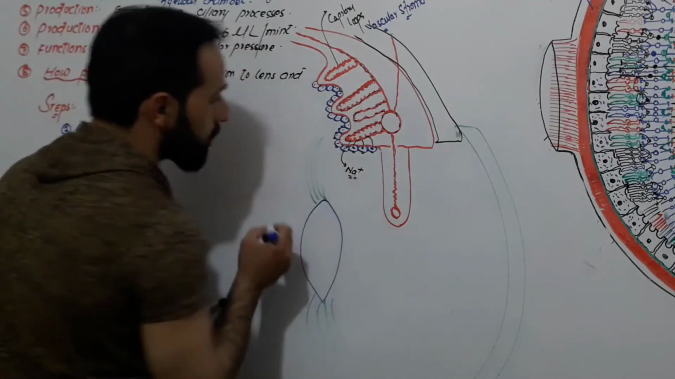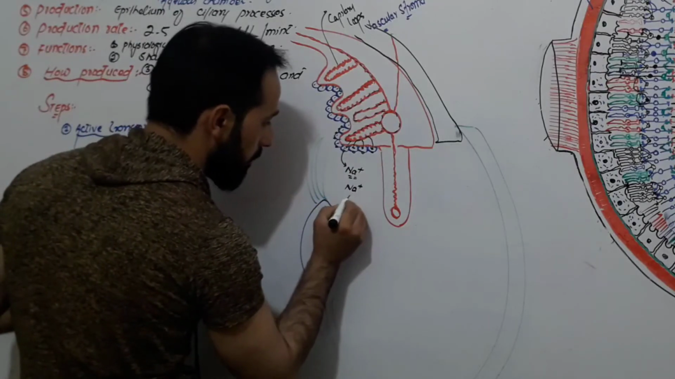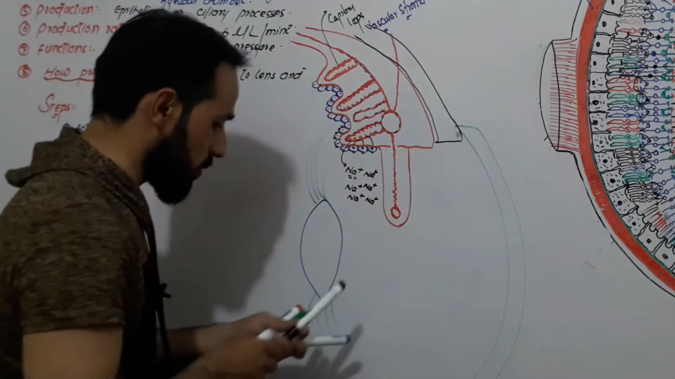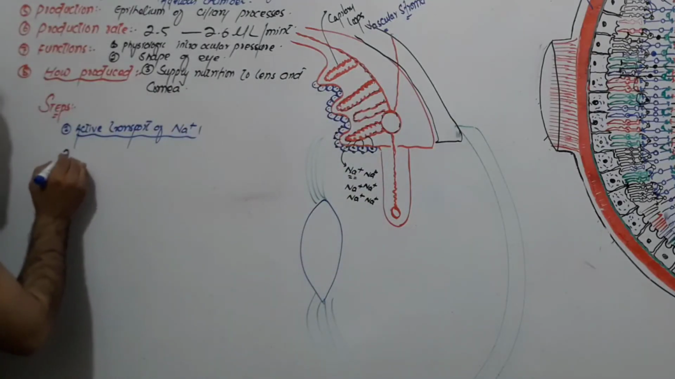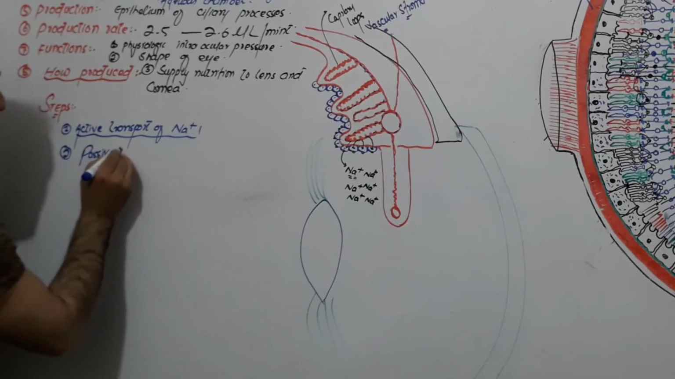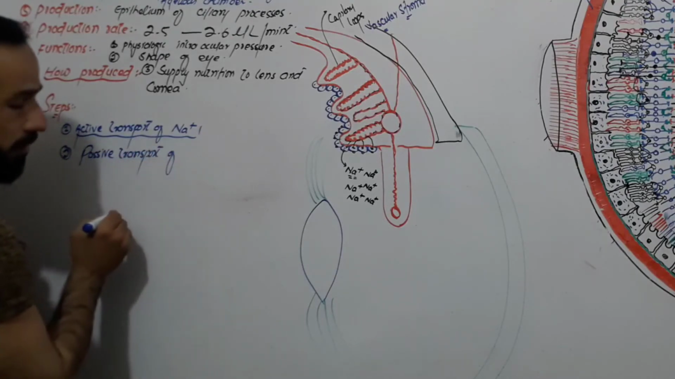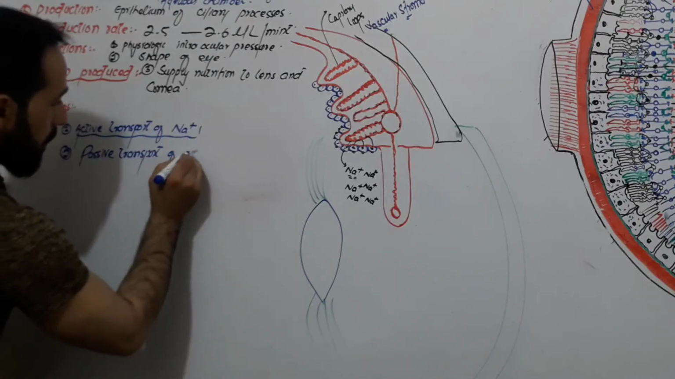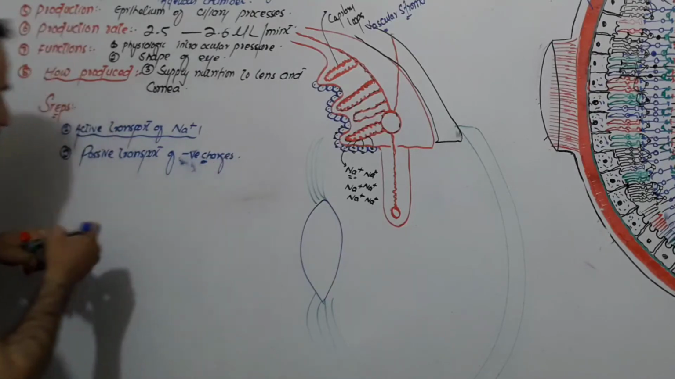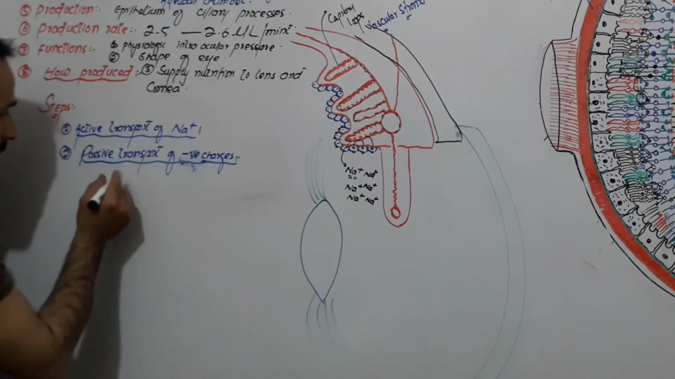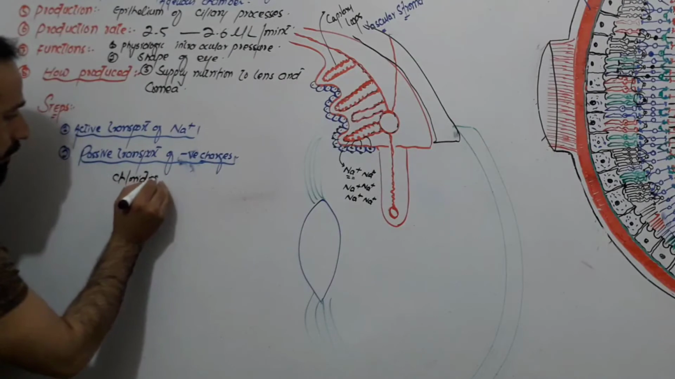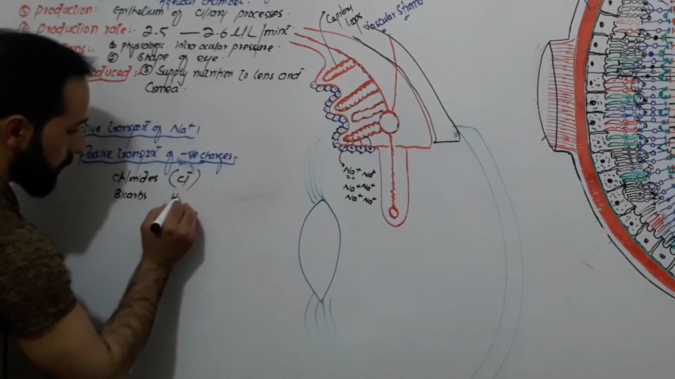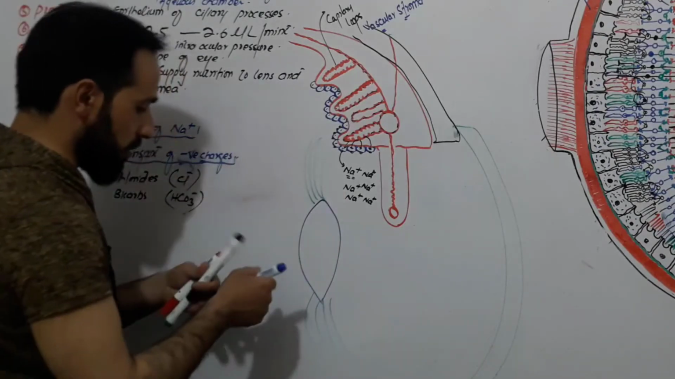Now you know that whenever positive charges are present, some negative charges also like to come out with them. So the first step was active transport of sodium. Then the second step is the passive transport of negative charges. And what are these negative charges? For example, chlorides in the form of Cl minus, and bicarbonates in the form of HCO3 minus. They will follow these sodium ions.